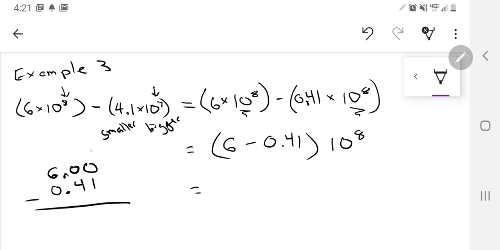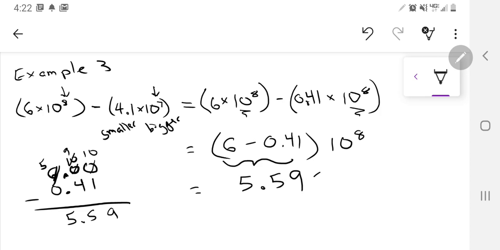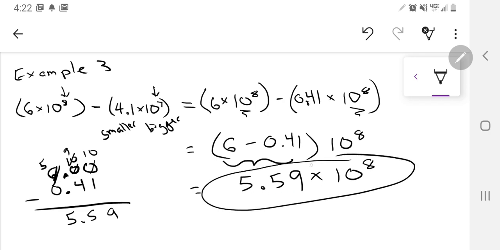I don't have enough in the first place value, in the hundredths place, so I got to go borrow, but I don't have any there, so I got to go borrow from the 6. So the 6 is going to go to 5. Now this can become 10, but then it has to become 9 because our hundredths place needs to borrow. So there we have it. We have 9, 5, and 5. So we actually subtract that, showing our work, and we get 5.59 times 10 to the 8th, and that is our answer.